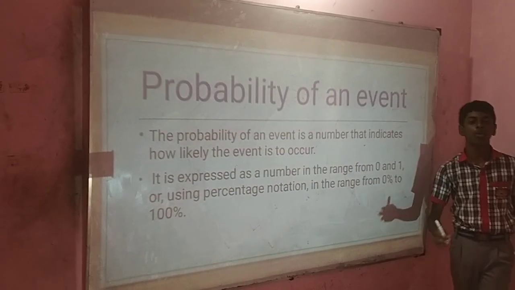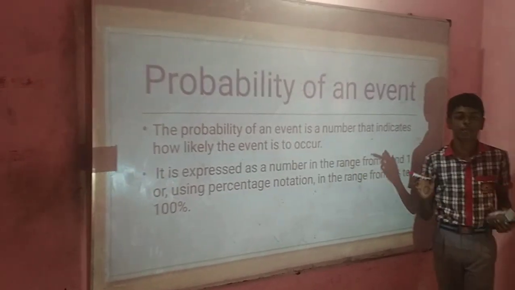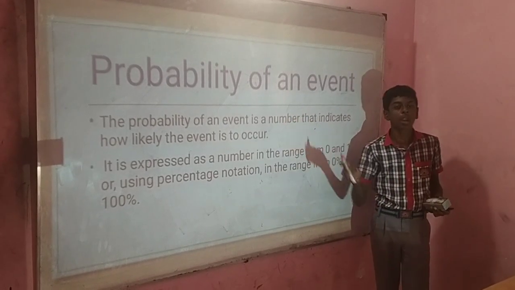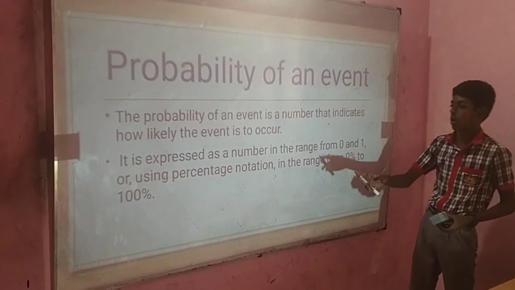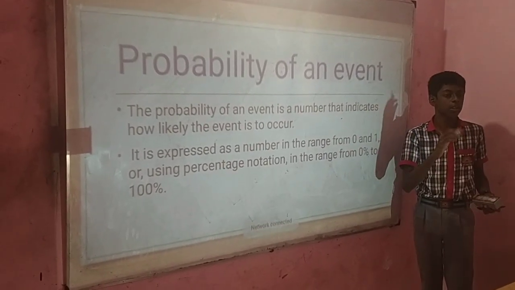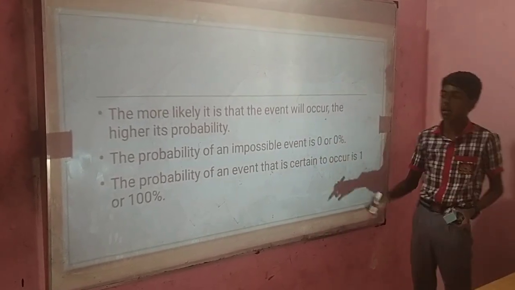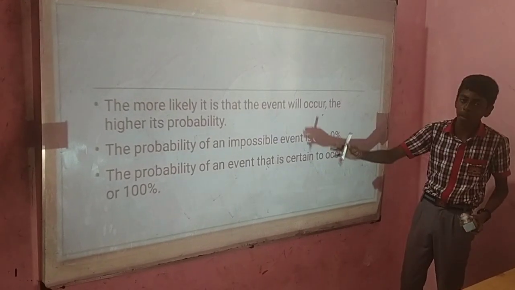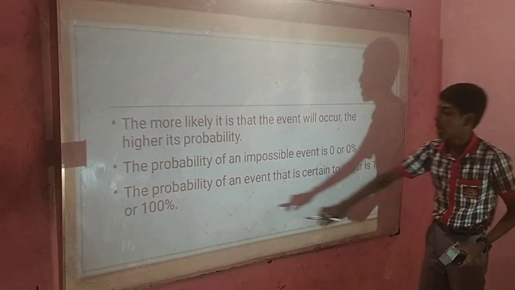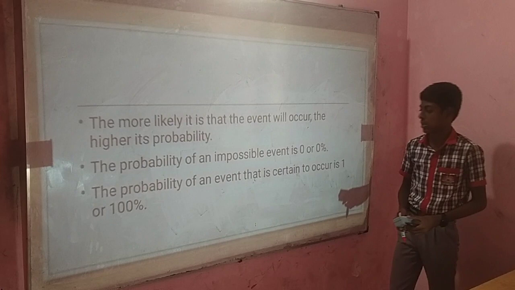So now we are coming to another topic, probability. The probability of an event is a number that indicates how likely the event is to occur. It is expressed in the range from 0 to 1 or using percentages 0% to 100%. The more likely that the event will occur, the higher the probability. The probability of an impossible event, or an event that cannot happen, is 0, and the probability of an event that is certain to occur is 1 or 100 percent.